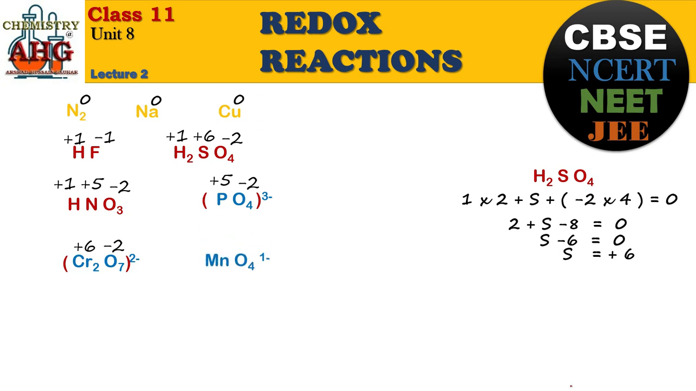MnO4 1 minus, find for oxygen. Pause the video and find the oxidation state. Okay students, if you have done it, it is a simple example. Oxygen is negative 2, there are 4 oxygen, negative 8, but 1 minus charge is still there. So it means how much charge has Mn neutralized? 7. So Mn would be positive 7.